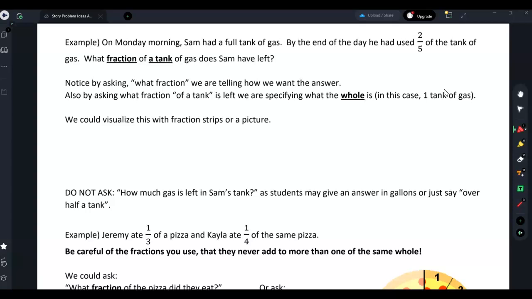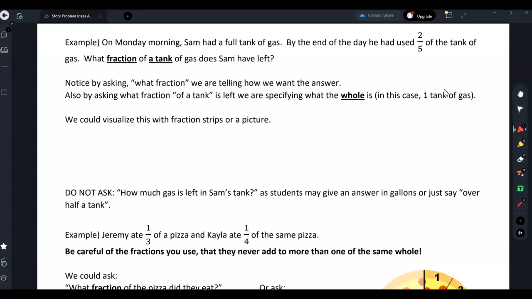So here we're saying what fraction of a tank. That means a whole tank, right? One tank is our whole in this case. And then we could visualize this in any of the ways that we've visualized these typically. So fraction strips is kind of our go-to, but you can do any of the other things that we've done, pie charts and so on.